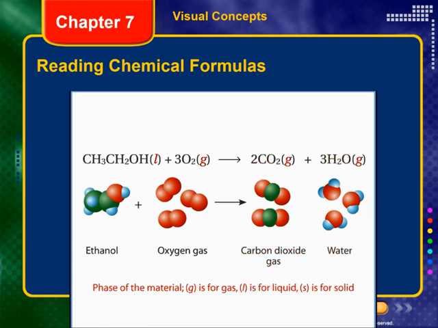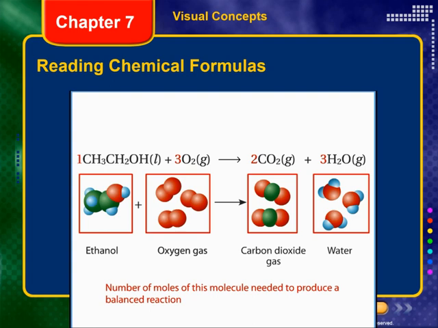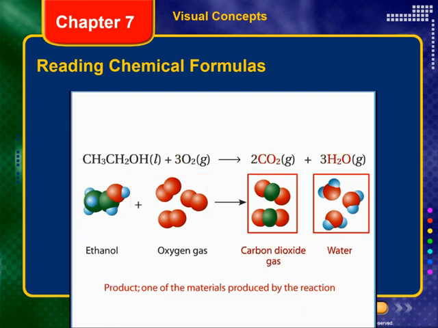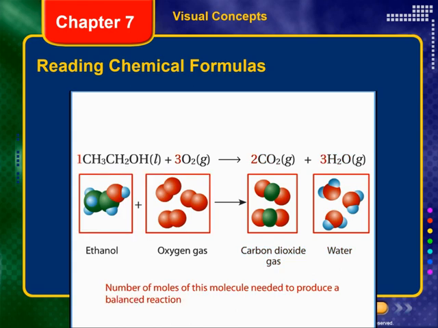What I want to point out that is a little bit new here is the phase of the material. We have G for gas, we have L for liquid, and then we have, not in this particular example, S for solid, and then AQ for aqueous. The second thing I want to point out here is the coefficient. We have a 1, a 3, a 2, and a 3. That means for every one ethanol molecule to react in this way, we need 3 oxygen molecules, and we will produce 2 carbon dioxide molecules and 3 water molecules. If we do not have these molecules available at this ratio, the reaction will not progress.